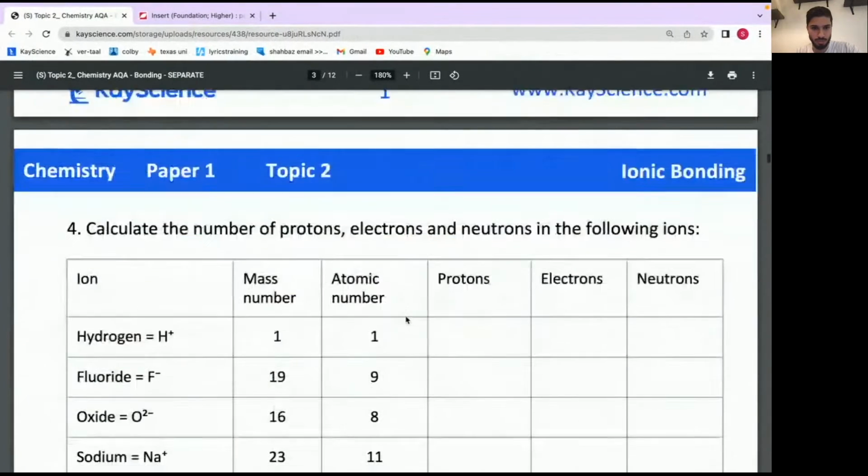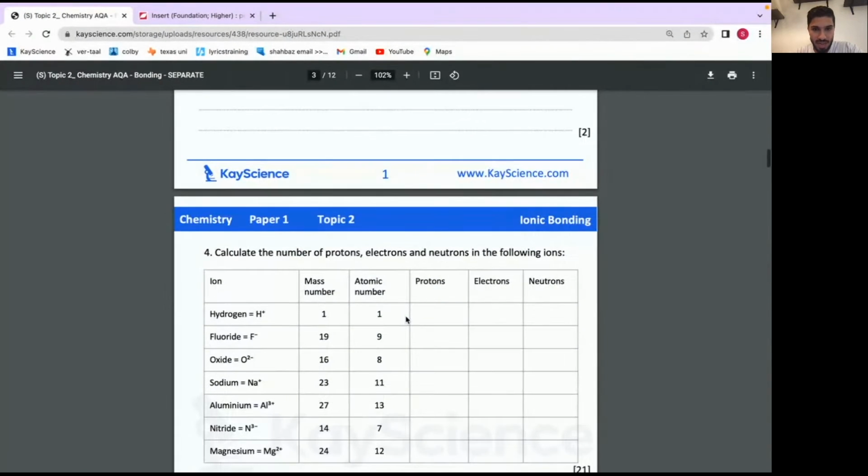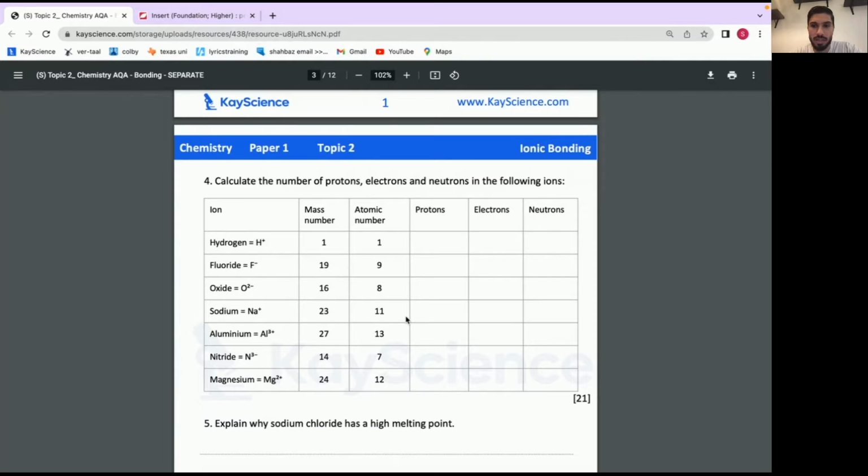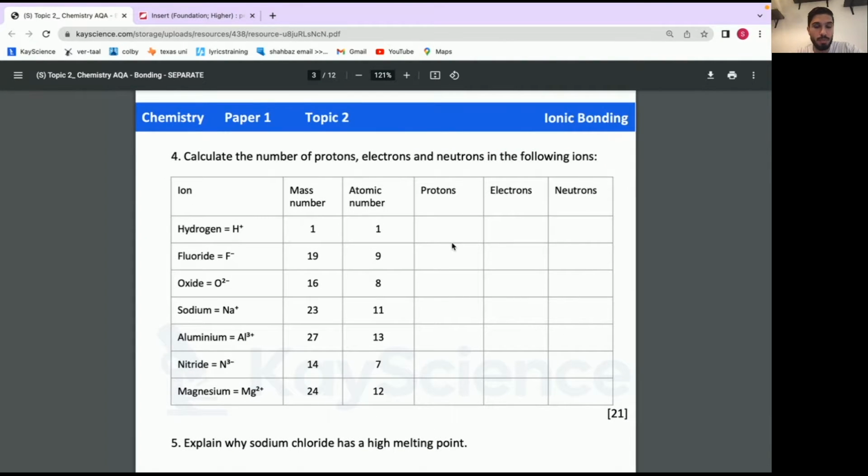Let's move on. Okay, this is a classic question. I was marking some Edexcel exam papers a couple of days ago, and this came up as an exam question at the very end of the paper. So it does come up. You need to know how to do this. Make sure you know this inside out.